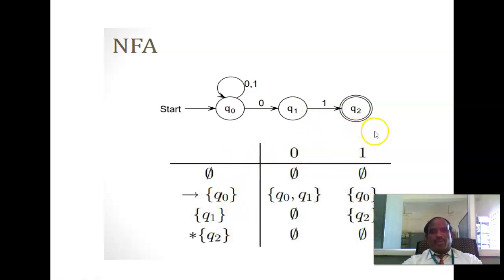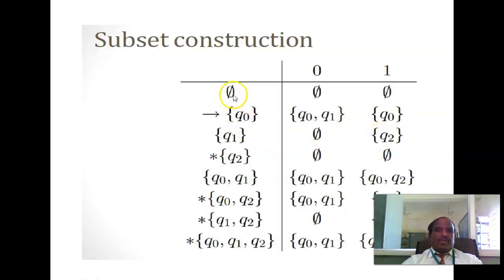Now we have to convert using the subset construction method. There are 3 states, so 2 power 3, totally 8 subsets are possible. First one is phi, the null set, so on 0 it is null and on 1 also null. The second one, Q0 is possible. With 3 states, how many subsets are possible? Q0, Q1, Q2, Q0Q1, Q0Q2, Q1Q2 and Q0Q1Q2. All are found.